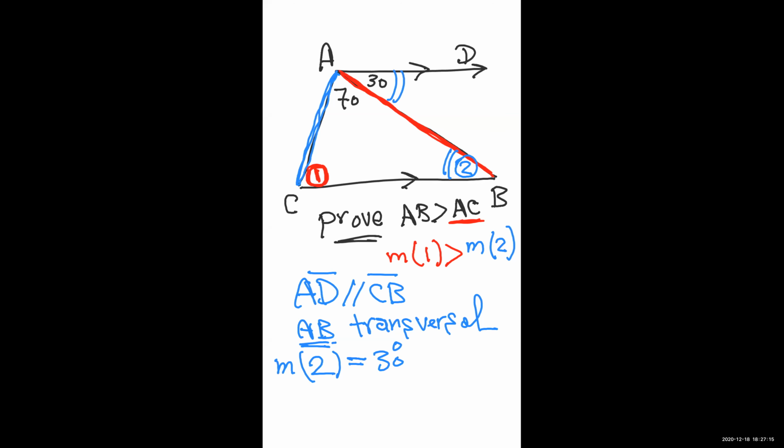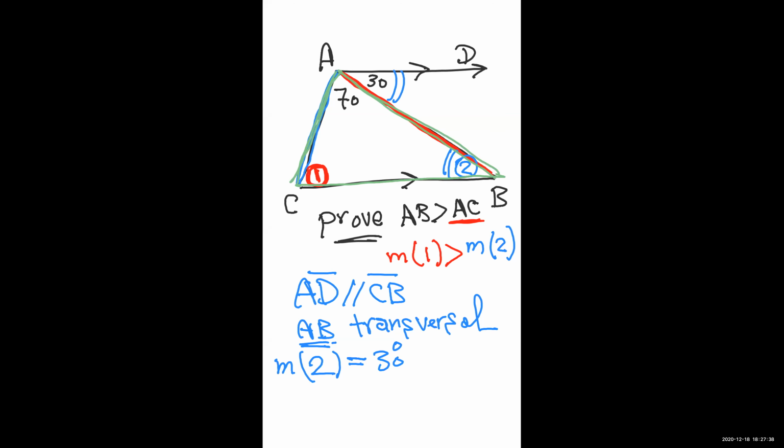Okay. Now the next step. AD parallel to BC, no need for this. So I mean that inside this triangle ABC, look at this one, ABC.